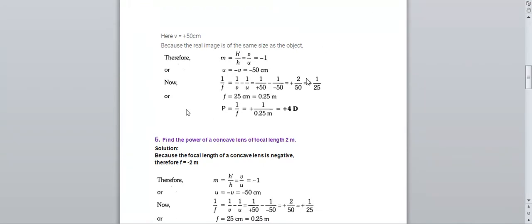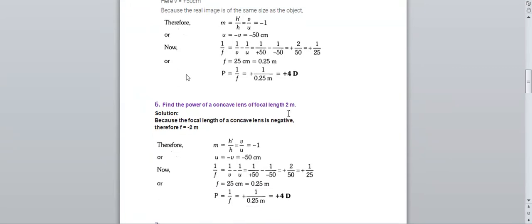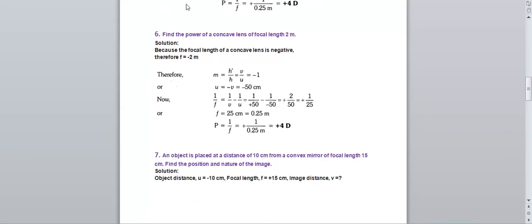Now the next question, question number 6. Find the power of a concave lens of focal length 2 meter. Concave lens, it is also a lens and focal length is given as 2 meter. So we have to use the lens formula again for finding the power of the lens. Since it is a concave lens, focal length will be negative. F is equal to -2 meter. For concave, focal length is always negative. For convex mirror or lens, focal length is positive. So we'll use the same formula.